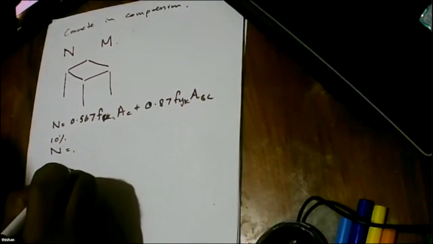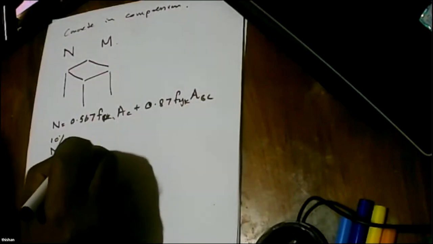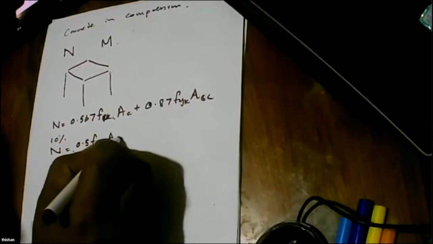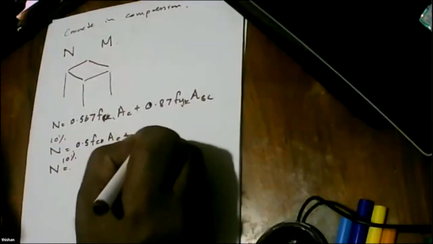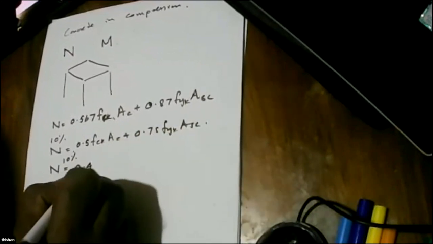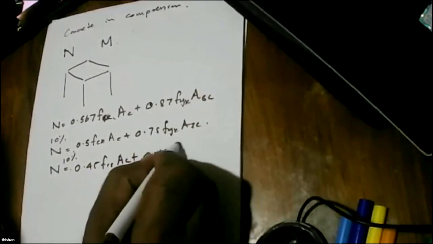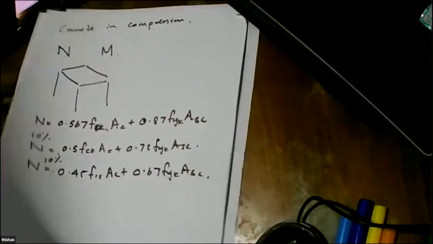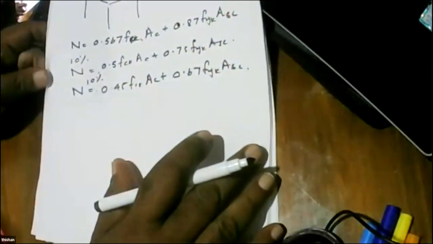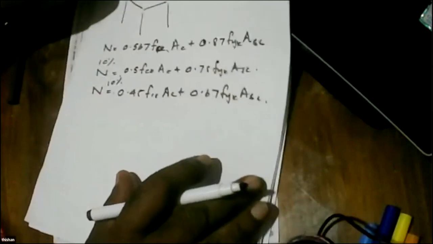But if it is in a structure, we generally again reduce it by 10%. So here you get about 0.5 FCK AC plus 0.75 FYK AC, or you can get 0.45 FCK AC plus 0.67 FYK AC. Now these equations can be derived by you. So deduct the capacity by 10%. So from memory I just wrote the equations. But you can always derive your own; the basic equation does not change.